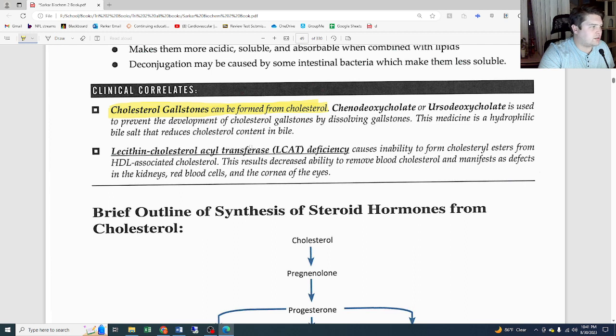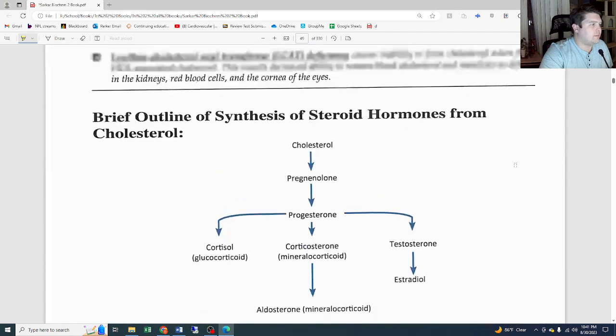Lecithin cholesterol acyltransferase, LCAT, deficiency causes an inability to form cholesterol esters from HDL-associated cholesterol. This results in a decreased ability to remove blood cholesterol and manifests as defects in the kidneys, red blood cells, and the cornea of the eyes.